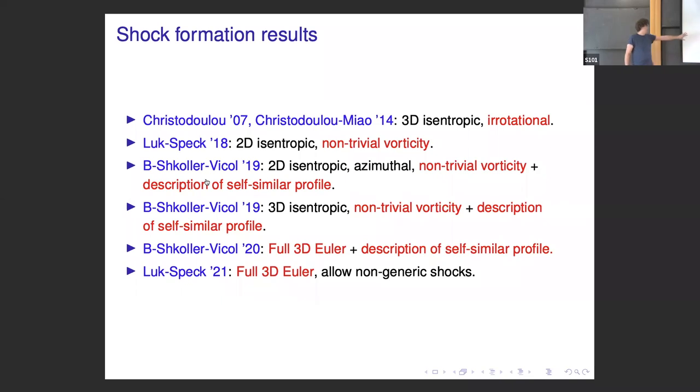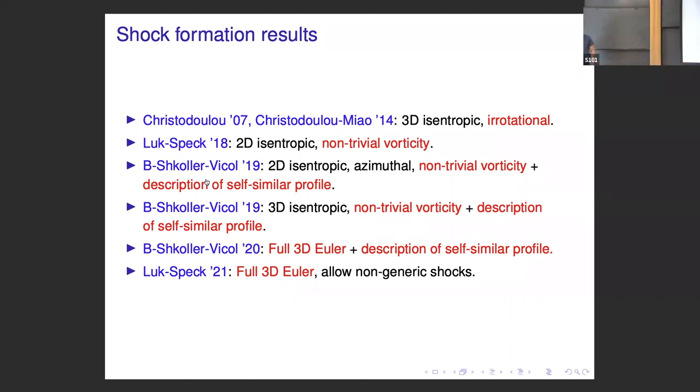And then using this result, we were actually able to do the full 3D Euler, where you have three different wave families. So this is the first kind of result in the setting where you have three different wave families. And we're also able to show a description of the self-similar profile. And there's a recent result by Luke and Speck where they also allow non-generic shocks. And I won't go into that in this talk.